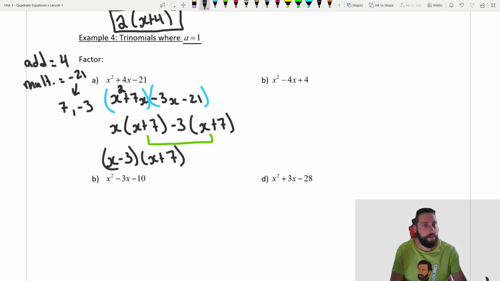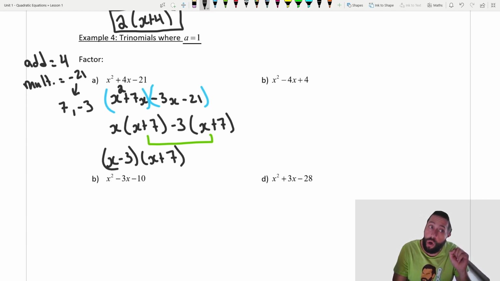Would you look at that? That's our factors. When you're doing a trinomial where a is 1, you can rewrite it with your factors. That's your answer: x minus 3, there's your minus 3, and x plus 7, there's your plus 7. You don't necessarily have to go through all of this to get your answer, but this is how we did it in grade 10, so this is just a nice little refresher for you.